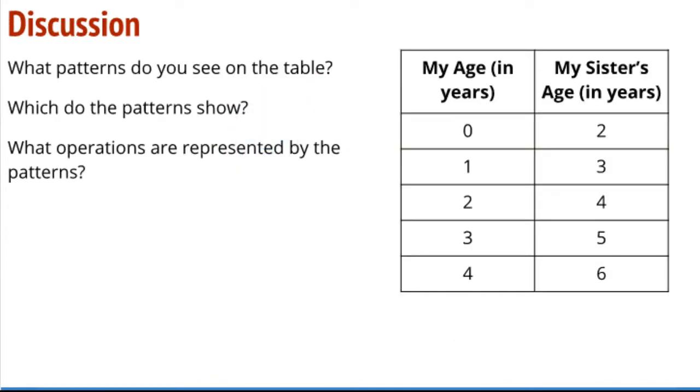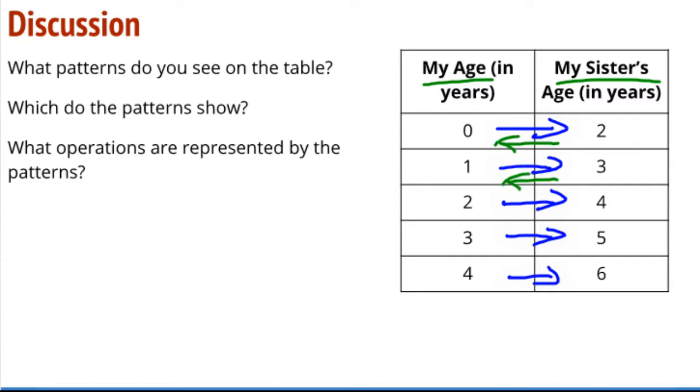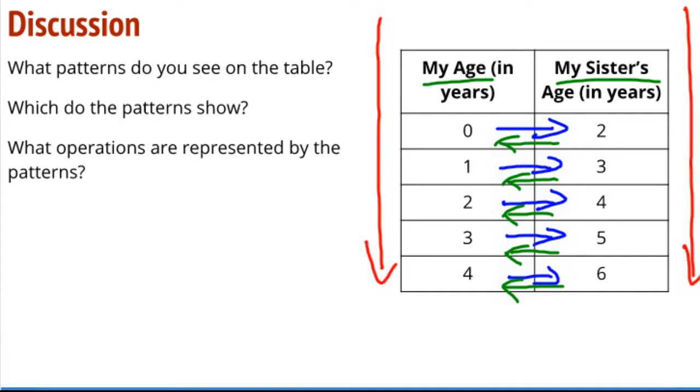All right, quick review from yesterday. What patterns do you see on the table? And there are a variety of patterns. As we go from my age to the sister's age, we are adding 2, and that is a fixed relationship. On each one of the rows, we add 2. To go from the sister's age to my age, we are subtracting 2. Students may also have noticed that we are adding 1 as we go down the rows, and that we are subtracting 1 as we go up the rows.